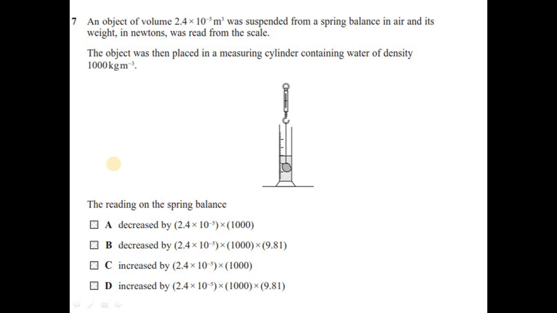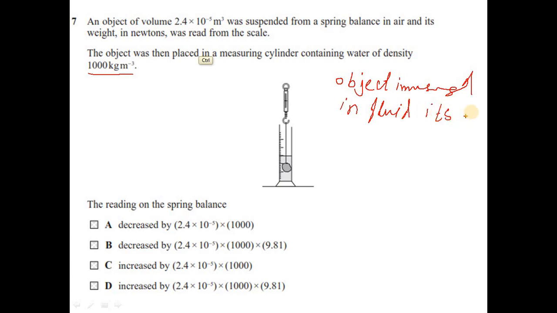Question number 7. An object of volume 2.4 times 10 to the power minus 5 meter cube was suspended from a spring balance in air, and its weight in Newton was read from the scale. The object was then placed in a measuring cylinder containing water of density 1000. The reading on the spring balance is, of course, quite easy, because whenever you put some object in a fluid, remember, when an object is immersed in a fluid, its weight is decreased. Why is it decreased? Because of upthrust.